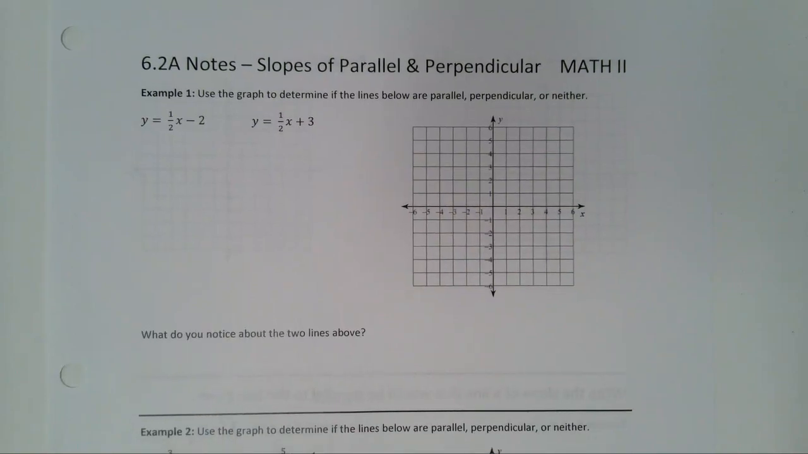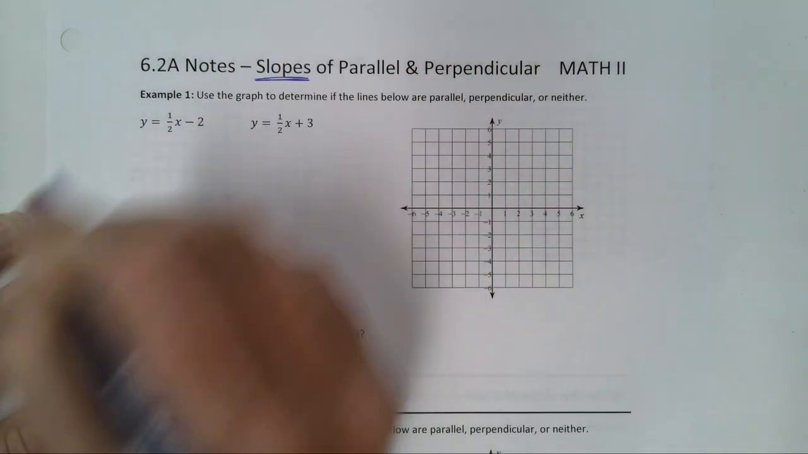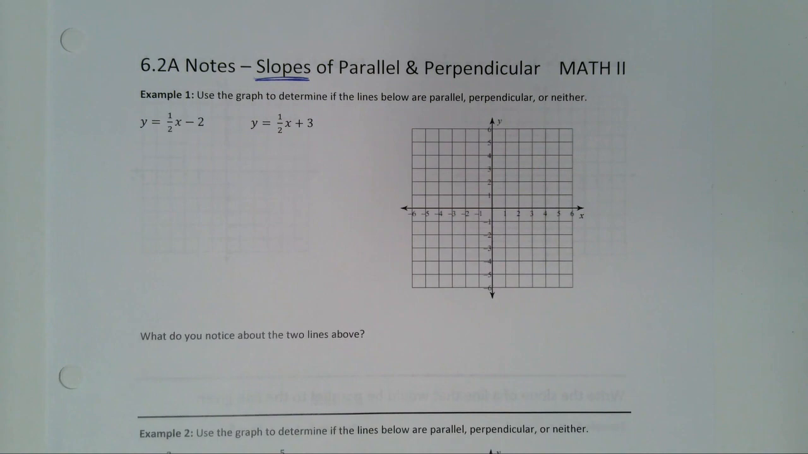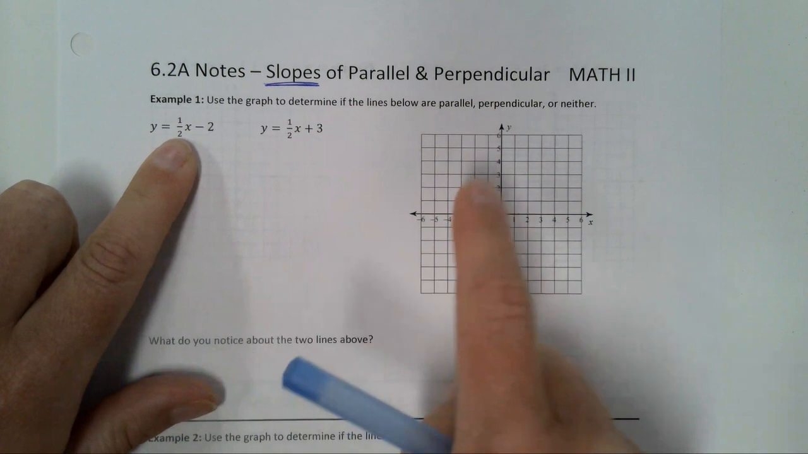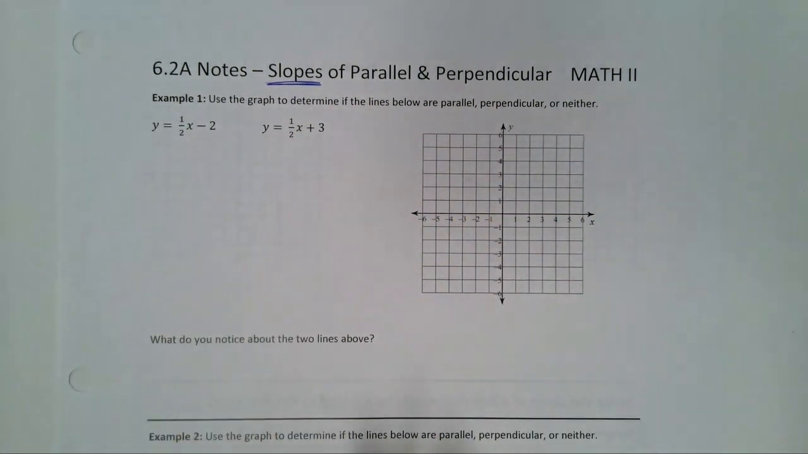Alright, so what we're looking at today is what actually makes lines parallel and perpendicular, and what it has to do with is the slope. So what I want to do real quick is take these two equations, and we're going to graph them on this line. Hopefully we remember how to graph.